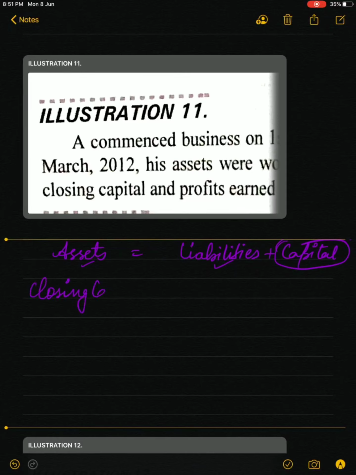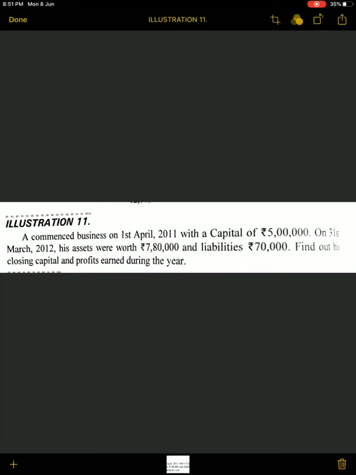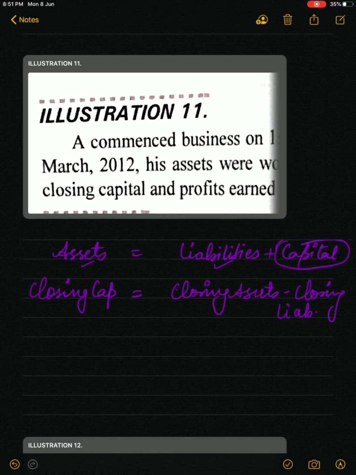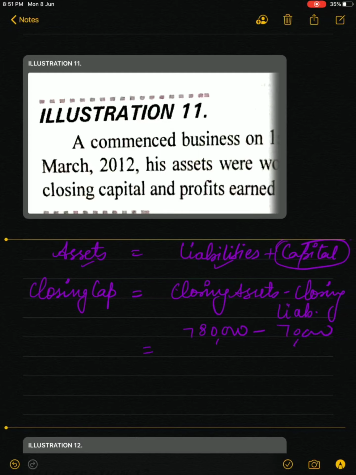So by this equation, closing capital is equal to closing assets minus closing liabilities. We have closing assets on 31st March 2012, 7,80,000, and closing liabilities 70,000. 7,80,000 minus 70,000. Our closing capital is 7,10,000.